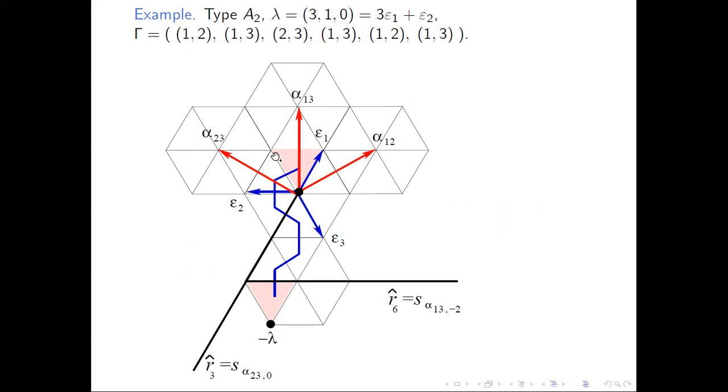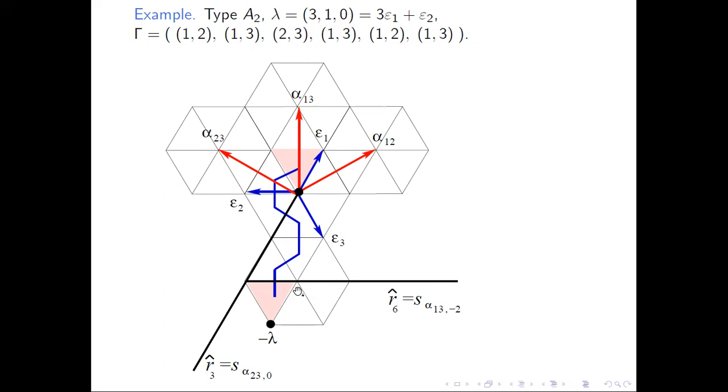crossed in order. So the first crossed hyperplane is orthogonal to the root 1,2, epsilon 1 minus epsilon 2. So that's the first root in the alcove path, and then the second hyperplane crossed is orthogonal to 1,3, and so on. You have all in all 6 roots because there are 6 hyperplanes crossed.